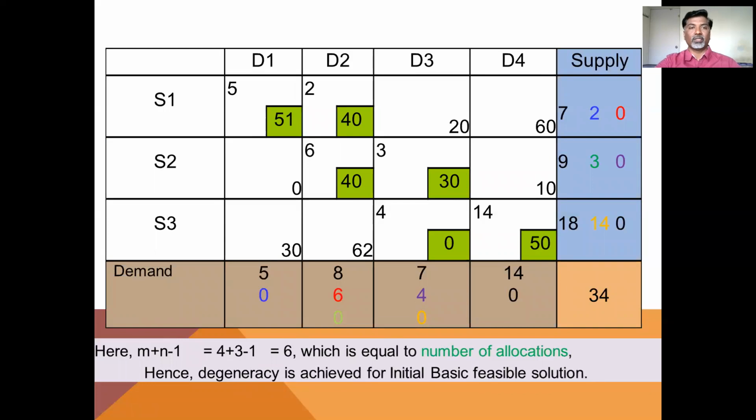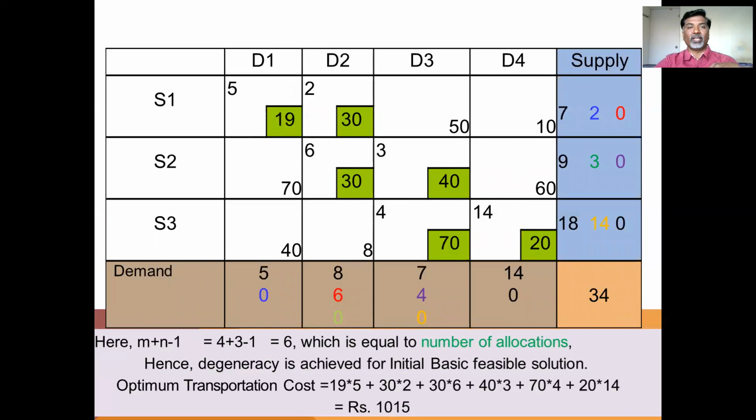Now to calculate the total cost, we have to take into consideration the original cost. These values are the converted costs from maximization to minimization. So you have to take the original maximum cost. After putting those values, we get 90, 30, 50, 10. These are the original costs. To calculate the total cost, we multiply 5 into 19 plus 2 into 30 plus 6 into 30 plus 3 into 40 plus 4 into 70 plus 14 into 20.